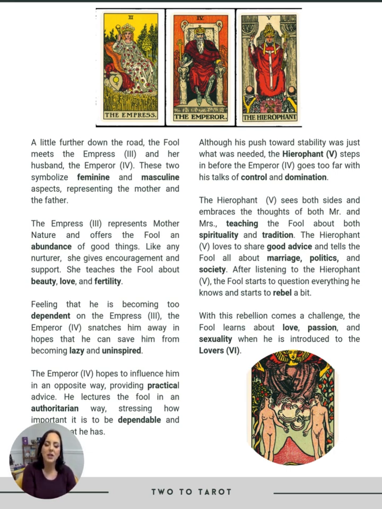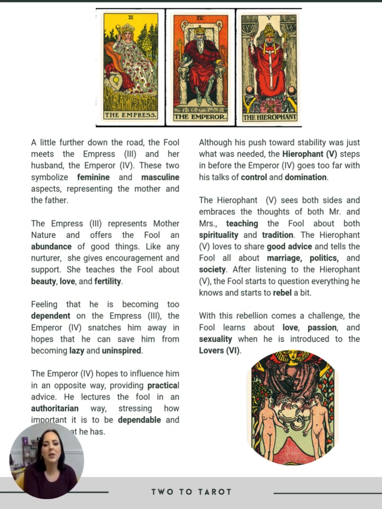Okay. And here's another thing, feeling that he is becoming too dependent. The Empress represents dependency. The Emperor snatches him away in hopes that he can save him from becoming lazy and uninspired, because that's part of the Empress as well. What does the Emperor want to do? Well, he hopes to influence him and he wants him to be practical. He's an authoritarian, okay? He's very much the father, very Saturn energy. And he tells him, you have to be dependable. And that's what he's teaching. Structure, stability. This is all a part of the Emperor.